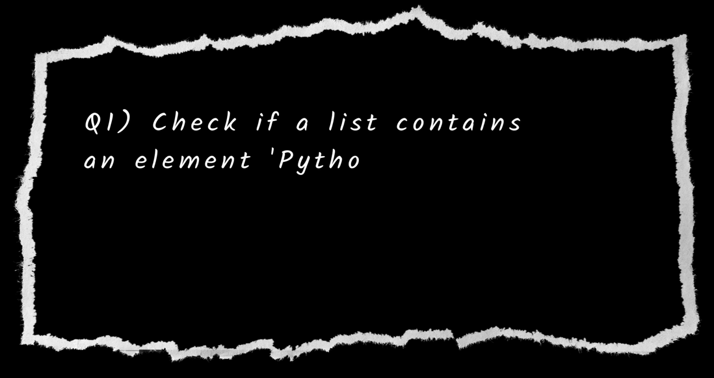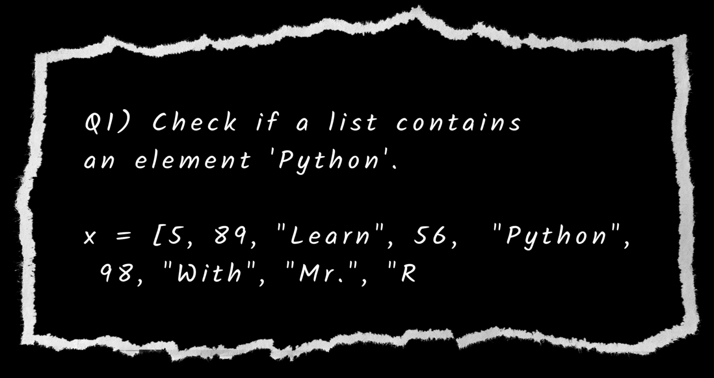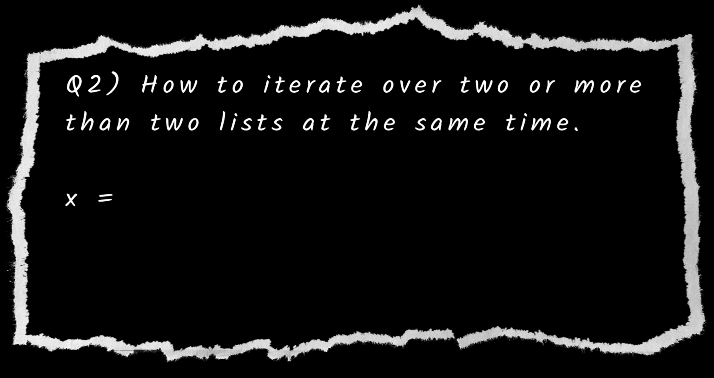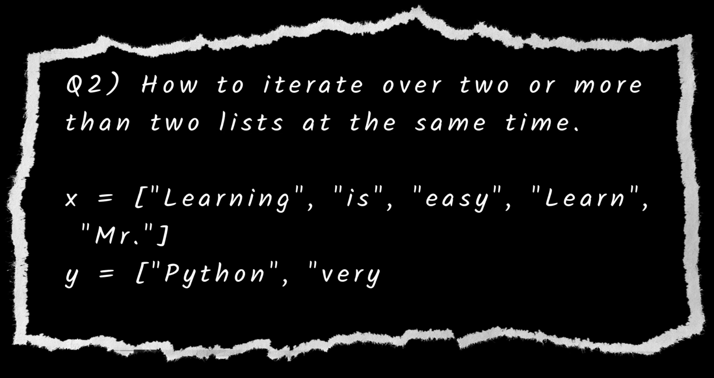The first question is, check if the list contains an element in Python. Here is the list. And the next question is, how to iterate over two or more than two lists at the same time. Here are the two lists.